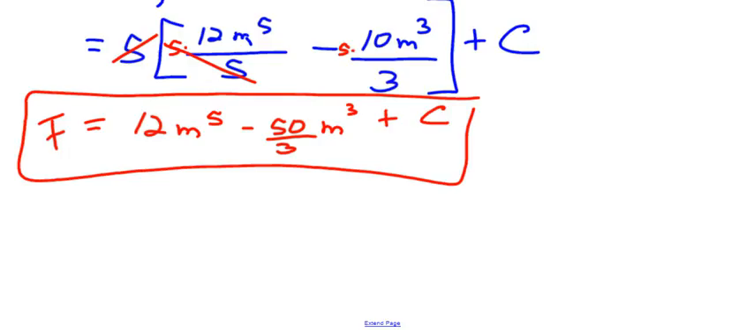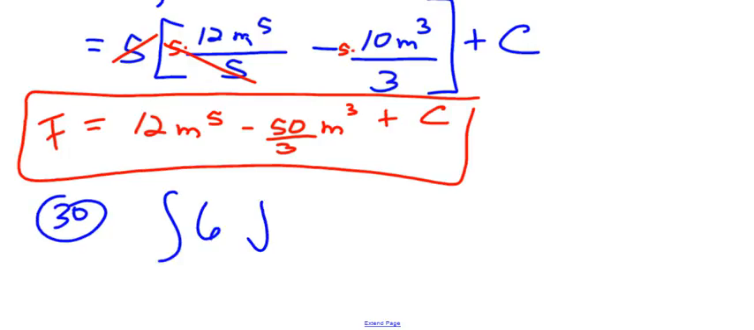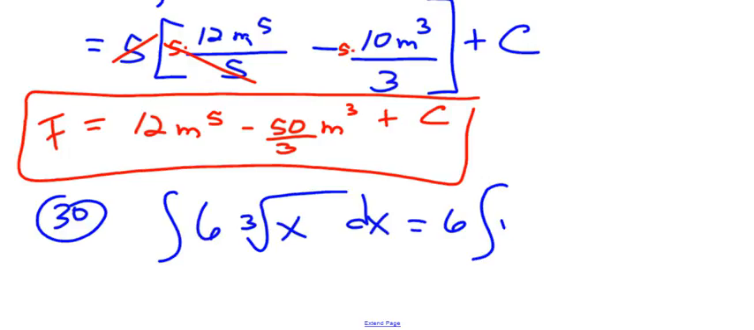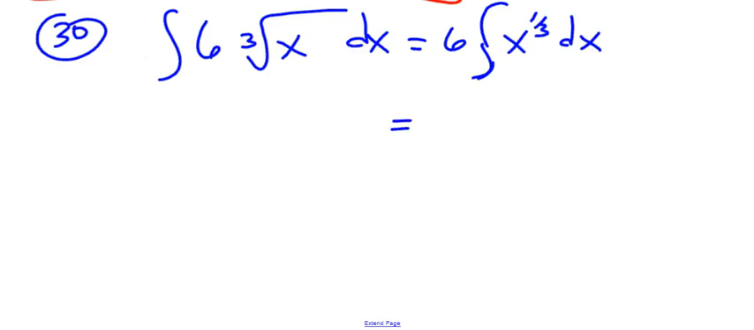We do have some trig functions, and I want to go ahead, there is one more I wanted to do dealing with a rational exponent. So let's do number 30 before we move to trig. This is technically one term, it's not in parentheses, but I have a constant that I can pull out as a constant multiple. And then instead of writing the cube root of x, I'm going to put it in exponential form. And then from here, I can go ahead and take the antiderivative.